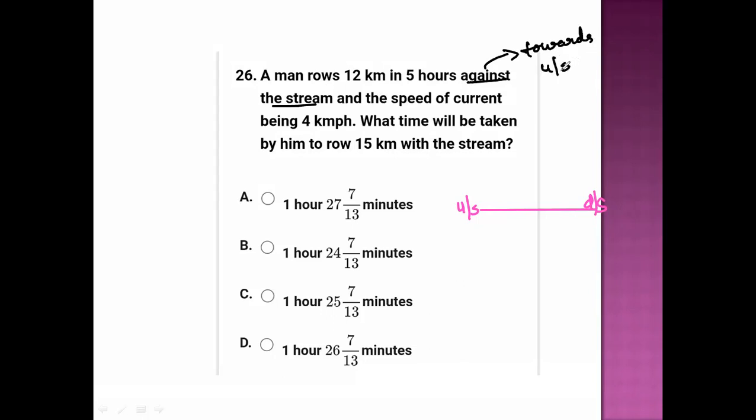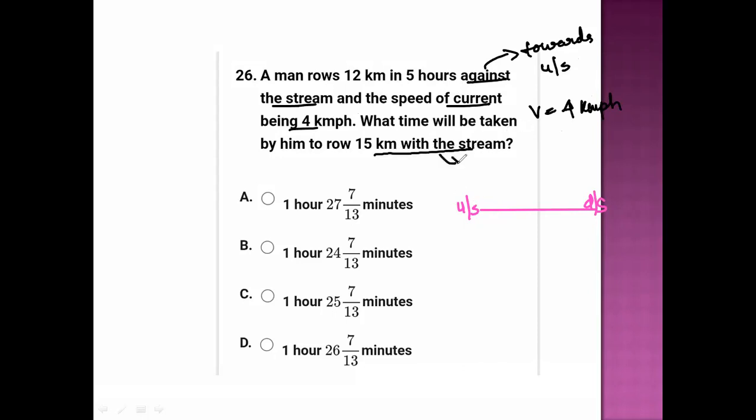Towards upstream. Okay, and what is the speed of the current? He has given V is equal to 4 kmph, kilometer per hour. What will be the time taken by him to row 15 kilometer with the stream?